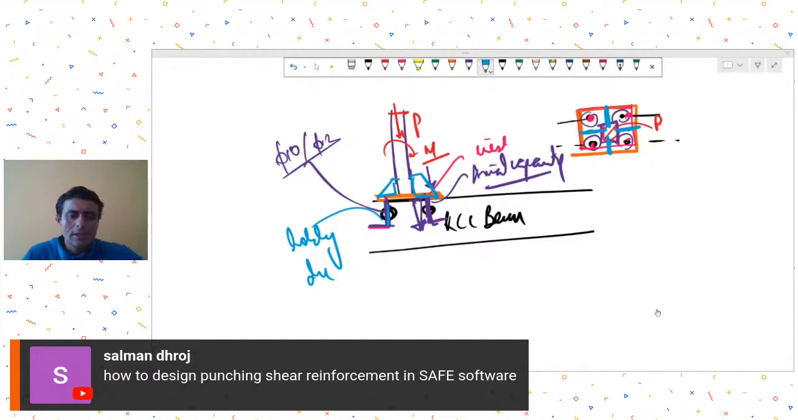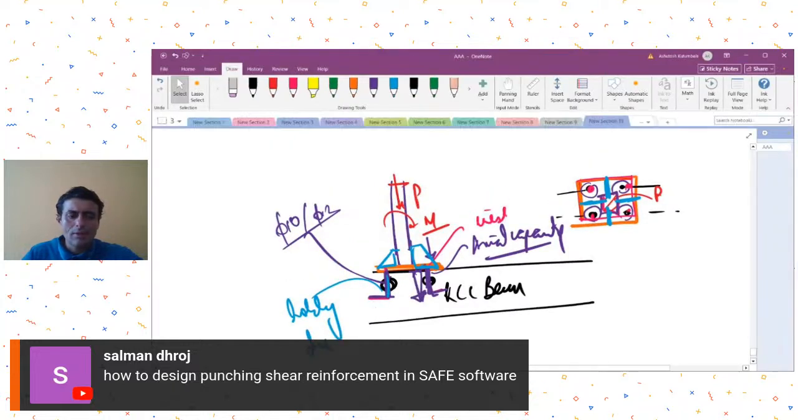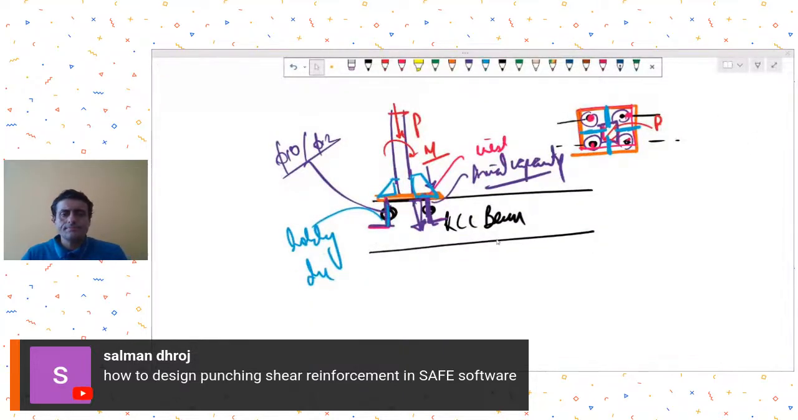Mr. Salman Roj is asking how to design punching shear reinforcement in SAFE software. I have not used the punching shear reinforcement given by the SAFE software directly. Usually I like to do manual calculations for the punching shear reinforcement. In our course on flat slabs, we have dealt with this punching shear reinforcement calculation in detail. But otherwise, I don't like to refer to the output given by SAFE because I have not verified it myself till now. So I don't usually use it. Okay. All right.